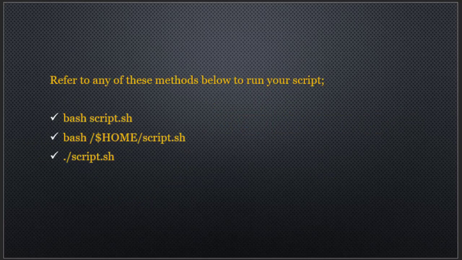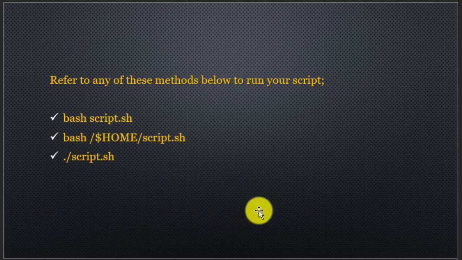Okay, you should also know that after saving your script, you can use any of these methods to run it. We have bash script.sh, which indicates the shell to use and executes the script from the working directory. We also have bash $HOME/your_script, which indicates the shell to use and executes the script by specifying the script's full path. And this last one, dot forward slash your_script, executes the script from the working directory.